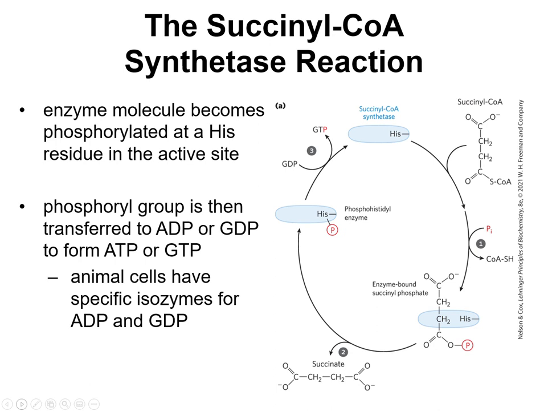So here's the reaction. You actually require a phosphorylated histidine residue in the active site. And once you have that, the phosphoryl group is added to ADP or GDP to form ATP or GTP. And like I said, there are specific isozymes for ADP and GDP, and GTP, if that is formed, can be converted to ATP later on.